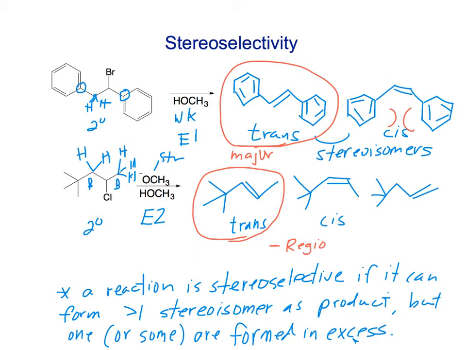regioselective because we see the double bond located in that internal position and not this end position, and the reaction is also stereoselective because we see trans more than we see cis.